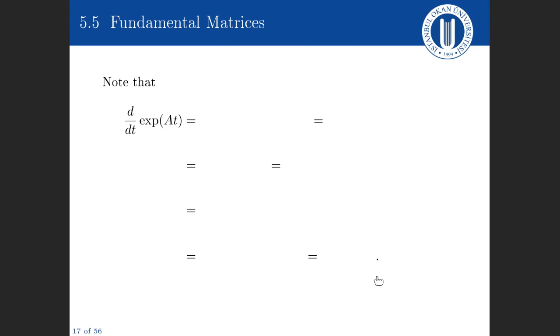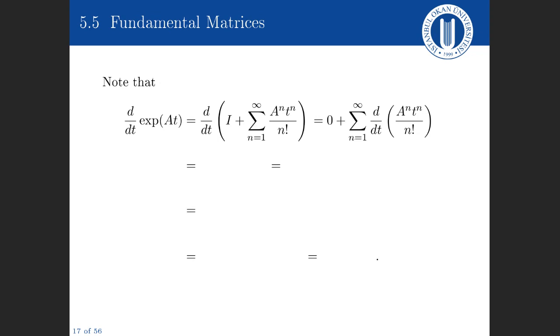Now note, what happens if we differentiate this formula? The derivative of the exponential of At. That's the derivative of I, which of course is just 0, plus the derivative of this sum. For this course, we're not going to worry about radii of convergence. When can we take a derivative inside a sum? We're just going to assume that for this function, it's okay to take the derivative inside the sum. Derivative of I is 0. Take the derivative inside the sum.